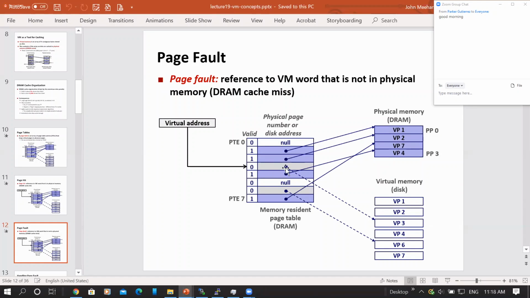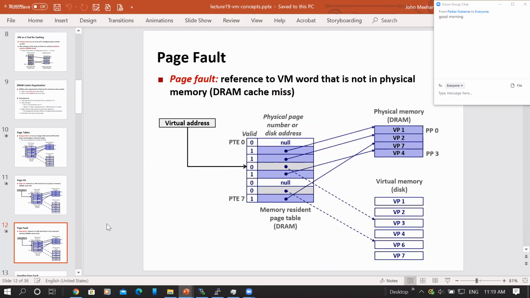So the contents of the page that I'm after out of the virtual address space lives out here on the disk. And so I've got to go get it and dump it into memory somewhere and then change this pointer in this table to point to where I put it in memory. Questions about that?